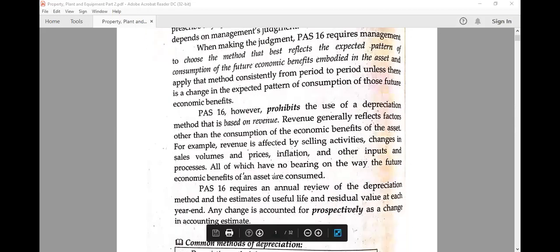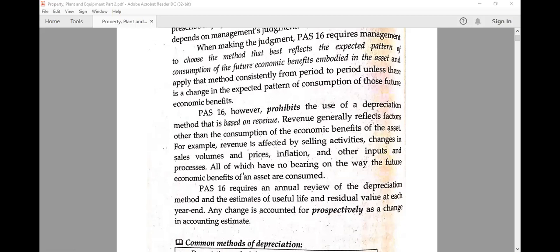As explained also in the previous videos, PAS 16 prohibits the use of a depreciation method that is based on revenue. So that remains to be seen though, if ever there will be an update in the future. But so far, a method based on revenue is not allowed, since revenue is affected by selling activity, so there can be fluctuations in terms of sales volumes and prices, inflation, and other inputs of processes. So all of those mentioned have no bearing on the way the future economic benefits of an asset are to be consumed.